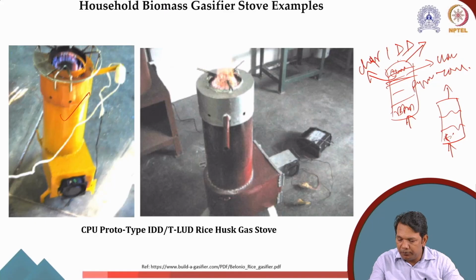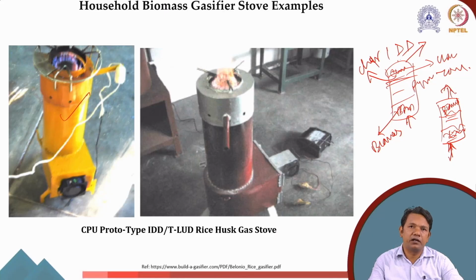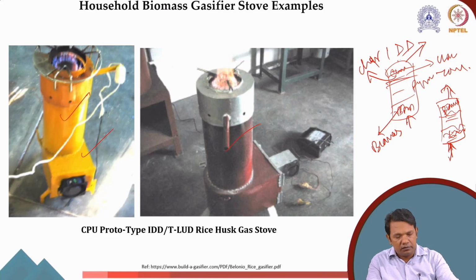While in this case, you put the biomass here in the bottom, while in case of updraft gasifier, you put the biomass on the top. And then you have the reduction and gasification zone here. You have some pyrolysis zone. So the air goes from the bottom, and the gases are at the top. So this is an IDD rice husk gas stove, or it is also known as a top lit gasifier stove.